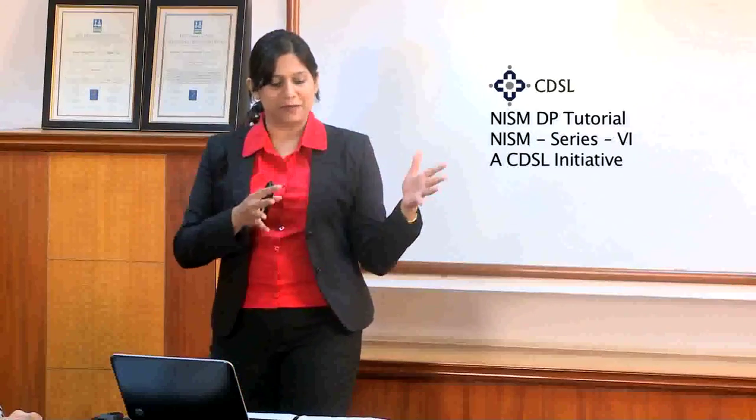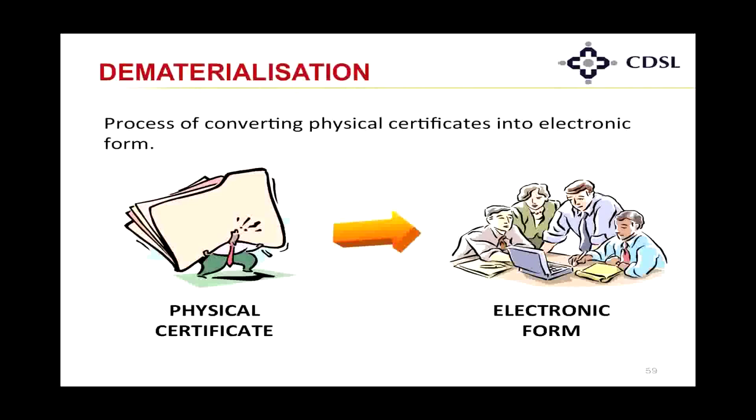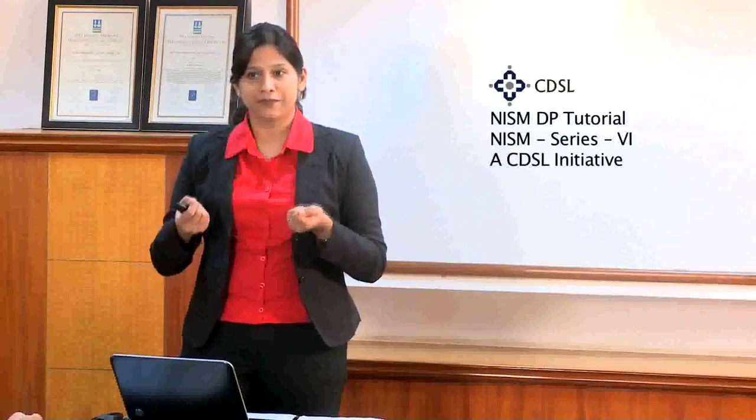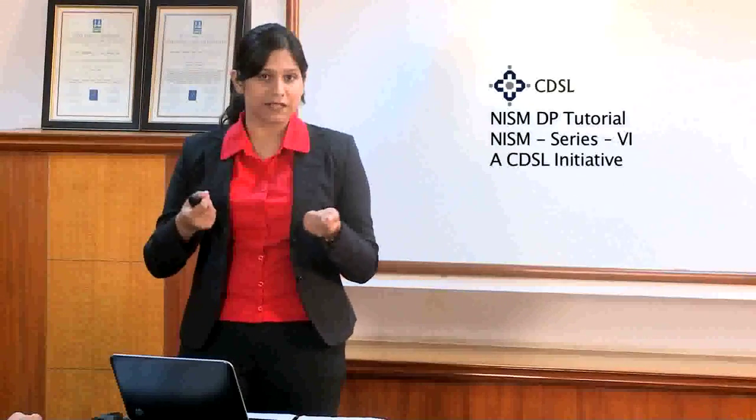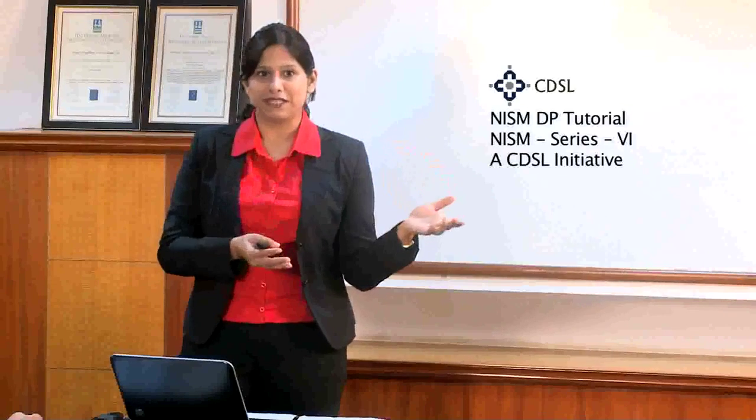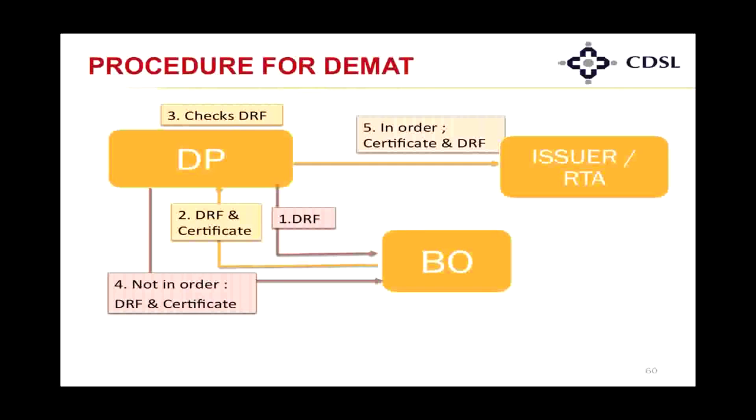Now we move on to dematerialization. What is the process of DMAT? Consider you are an investor who has a physical certificate. What do you do with that certificate? If you want to DMAT it and put it in your DMAT account, you take that certificate and go to your DP. DP is the depository participant. Once you go to a DP, the depository participant will give you a form, that is DRF. DRF stands for DMAT request form. Once you get the DMAT request form, you are supposed to fill it up and give the certificate along with the completely filled DRF back to the DP.